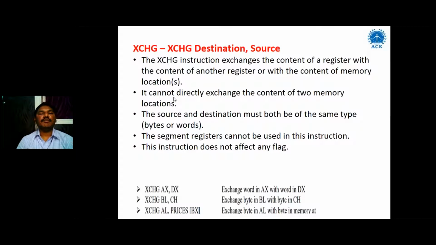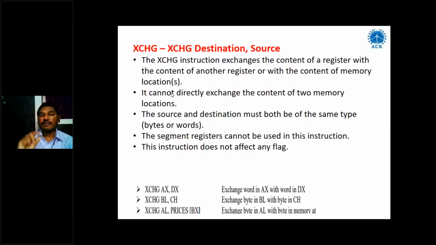So exchange, this is also very important. The MOV instruction always moves or copies the content of source to destination, but destination cannot be copied into source. But here we have one instruction called XCHG. XCHG stands for exchange the content of source to destination and destination to source. At a time, source can be copied into destination and destination can be copied into source location. So that's why it is called the exchange instruction. This is also sometimes used in our programming, to exchange the content of source and destination.